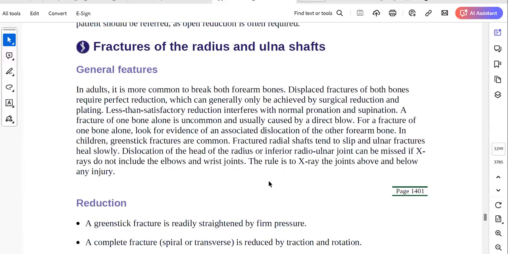Fracture of the radius and ulnar shaft. This is not very important and doesn't come in exam that much, but you need to know the common management of this fracture. If the radius or ulnar shaft is fractured and it is a displaced fracture, it will require reduction and then plating.